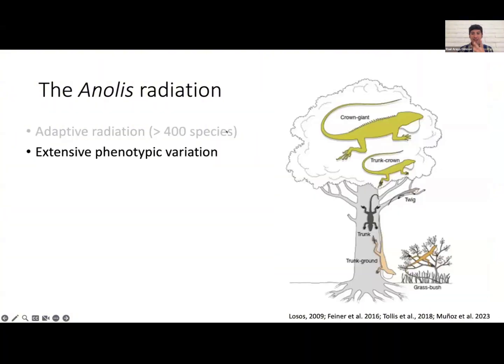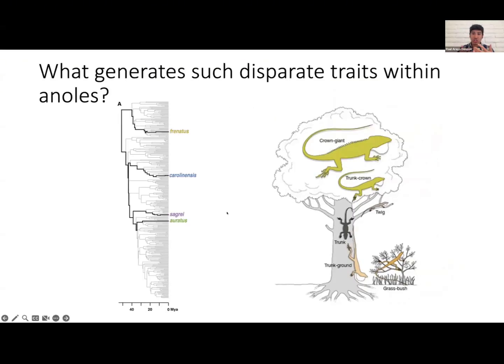And the cool thing about anoles is that they have very extensive variation in their phenotype and their morphology and their coloration and a lot of other traits. So we have big anoles, we have tiny anoles, we have anoles with big legs, with short legs. Some of them live in the crown of trees, others live in the trunk, others on the ground. So they are very diverse. That's the message. So the question then is what generates such disparate traits within anoles?